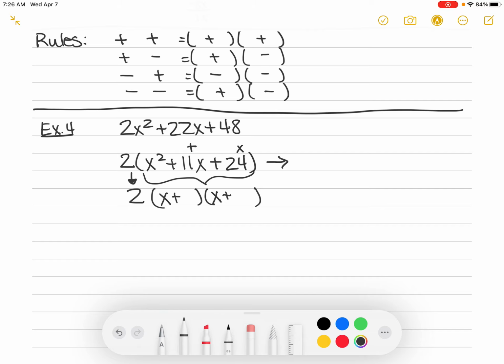So 24 would be 1 and 24, 2 and 12, 3 and 8, 4 and 6, right? So now I look at those and I say, which two of those add together to make 11? Okay, so it's not that one. That one's 25. This one's 14. 3 plus 8 is 11, so that one works. And I always check all of them if I have them written up there. 4 plus 6 is 10, so that doesn't work. So 3 and 8. And that's my answer.